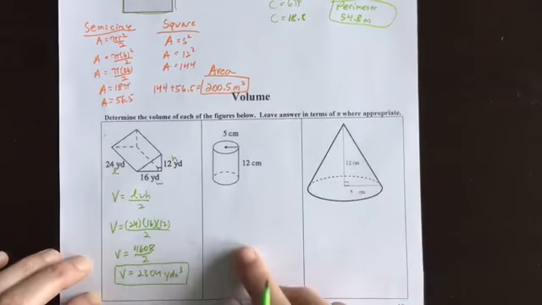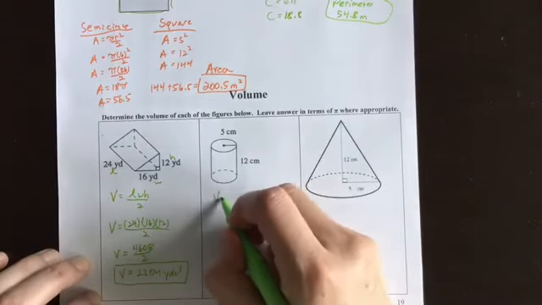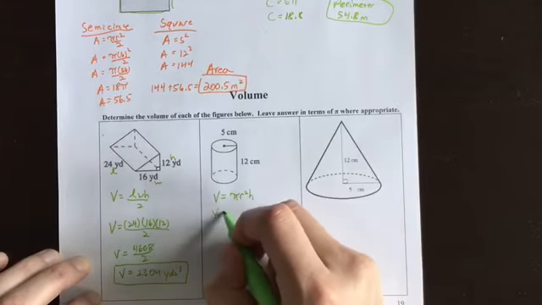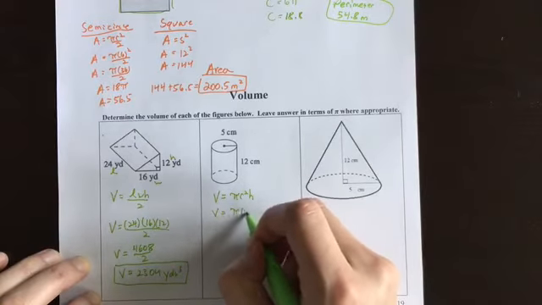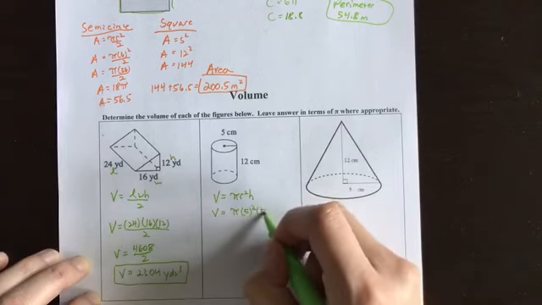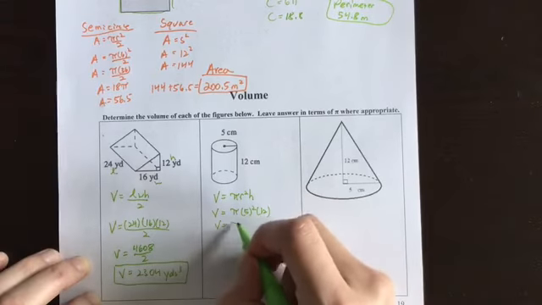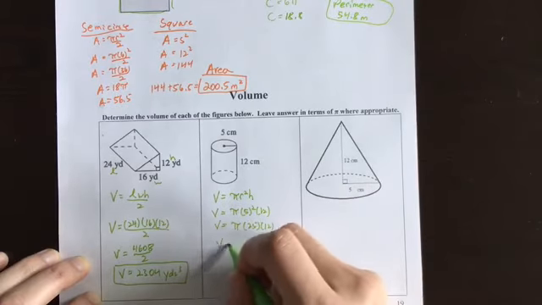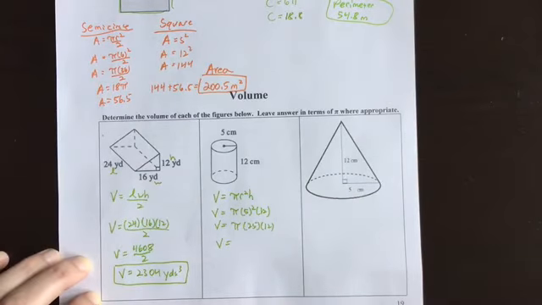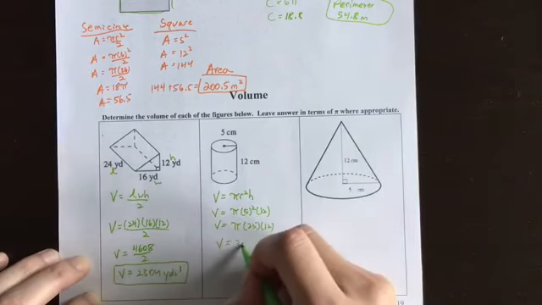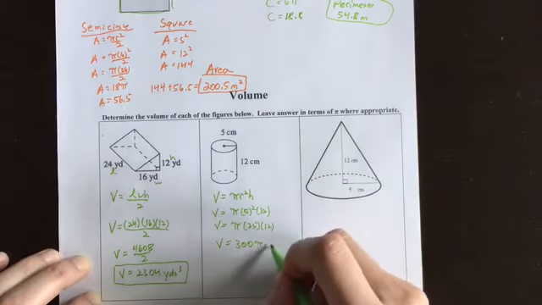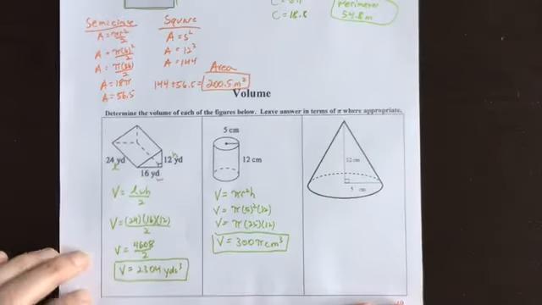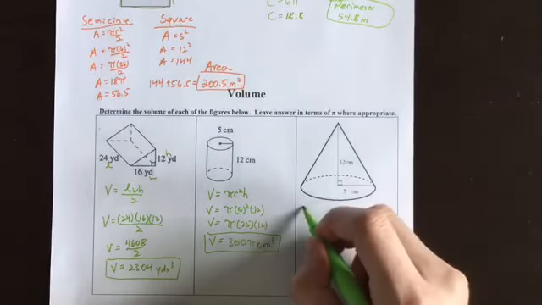Now our cylinder we can leave in terms of pi, which is great. Volume formula of a cylinder, pi r squared h. So we can see there our radius is 5, our height is 12. So that's going to be pi times 25 times 12, which will be 300 pi centimeters cubed.